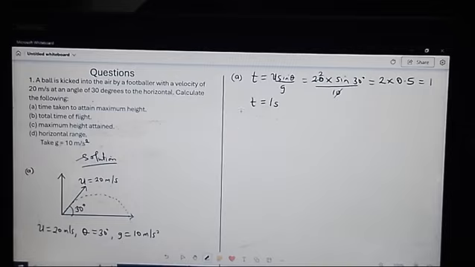Then for the total time of flight, if the time taken to attain maximum height is 1 second, then the total time of flight is 2 times t, or 2u sine theta over g, which gives us 2 times 1, which is 2 seconds.